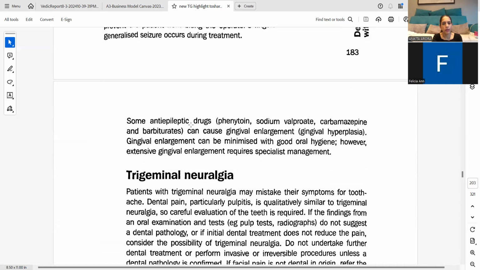Some anti-epileptic drugs like phenytoin, sodium valproate, carbamazepine, and barbiturates can cause gingival enlargement or gingival hyperplasia. Gingival enlargement can be minimized with good oral hygiene. So the important oral issue with anti-epileptics is medication-related hyperplasia. This can be minimized with good oral hygiene. However, extensive gingival enlargement requires specialist management.